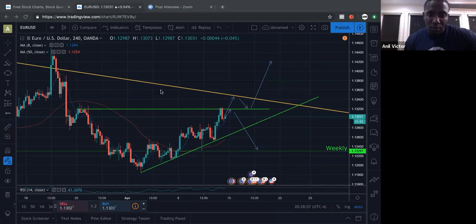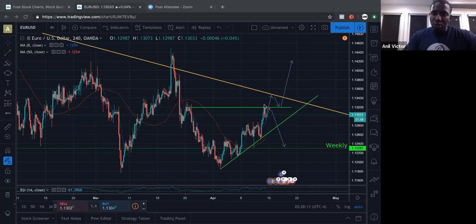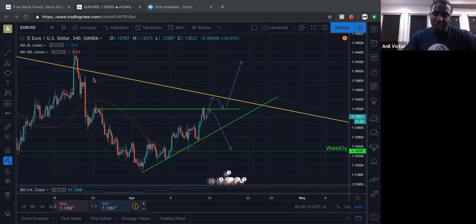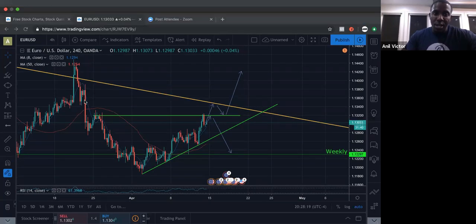Let's see. All right. Perfect. So we see what's going on here. We see this uptrend taking place. We see that price is respecting this line. So now let's look at a lower time frame.